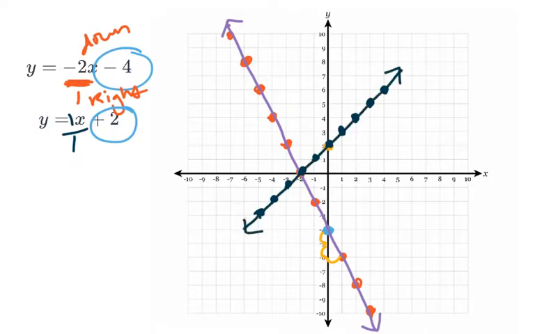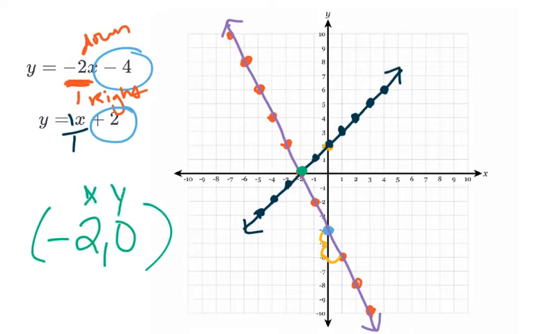All right, here at, let's do it in purple. Oh, there's some other colors. All right, in green. So our intersection is -2, 0. Okay, there's your X and your Y. All right, let's do another one.